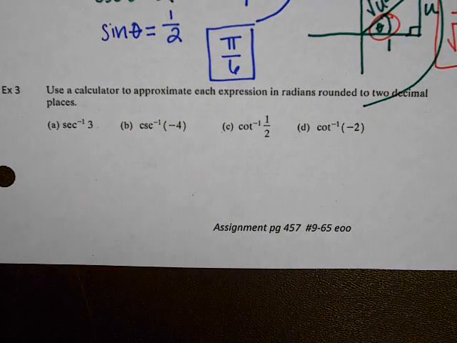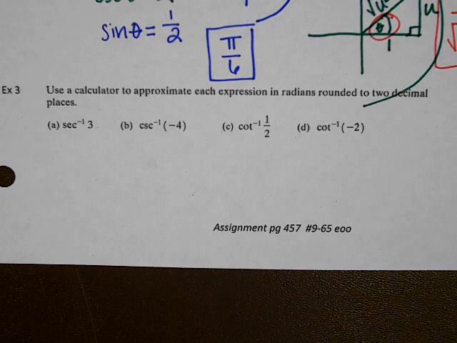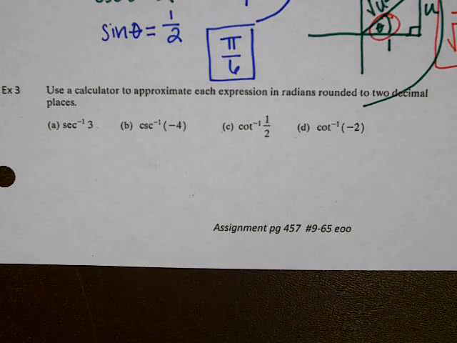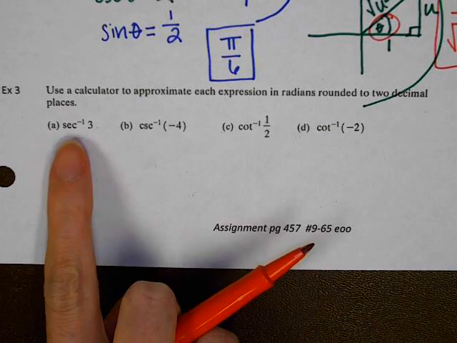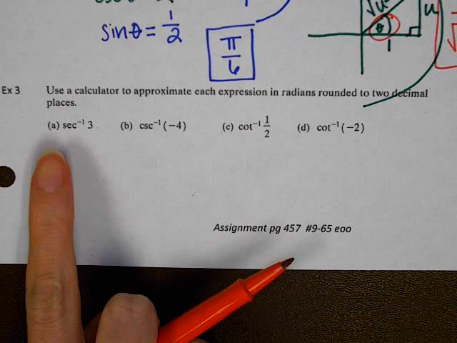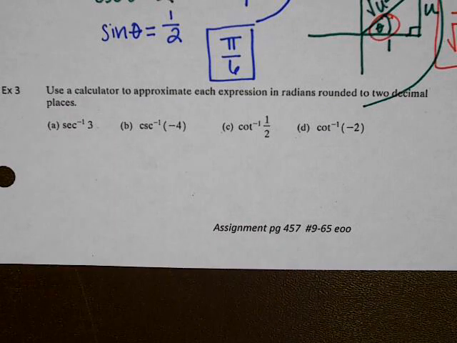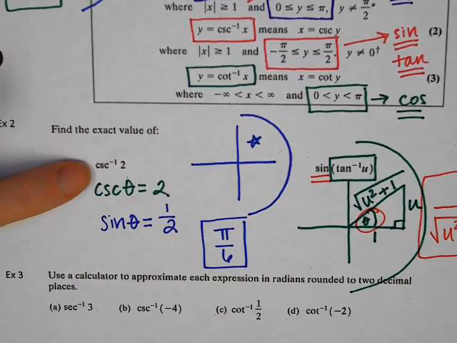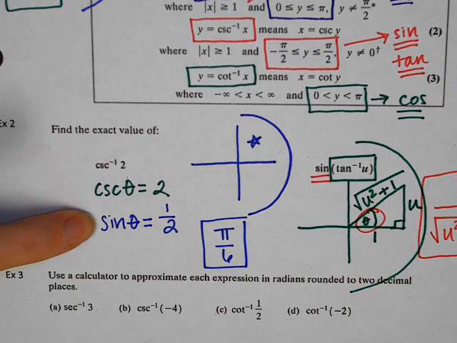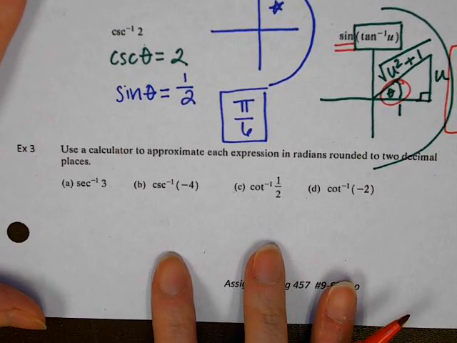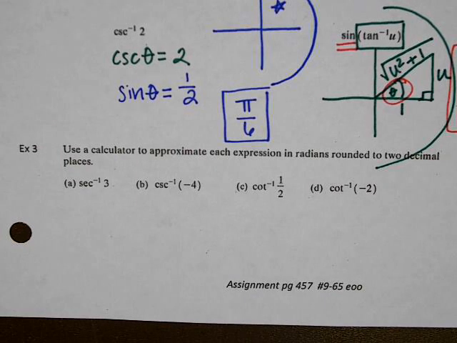Okay, so now we're on the calculator. Use a calculator to approximate each expression in radians to 2 decimal places. So first of all, make sure your calculator is in radian mode. And whenever it's secant, cosecant, the reciprocal inverses, it's easier to convert them, kind of like we did this one, into a non-reciprocal trig function. So here's the story.